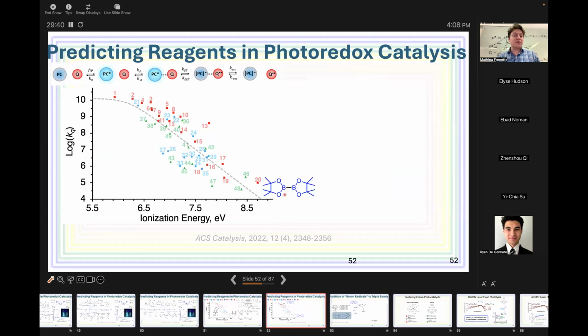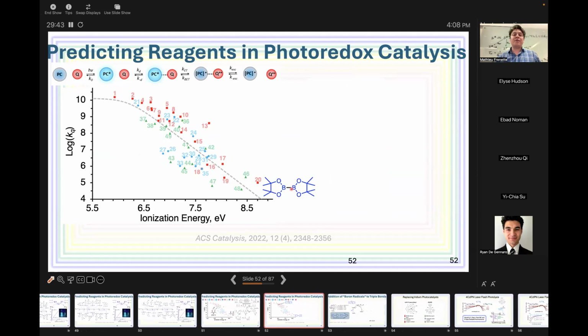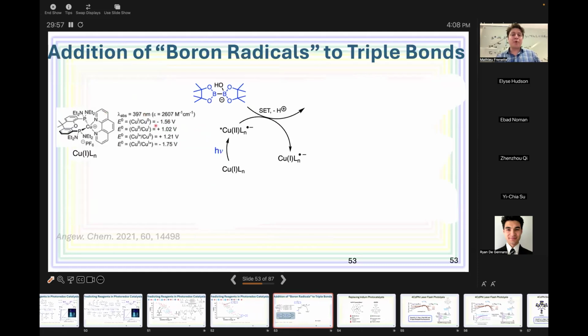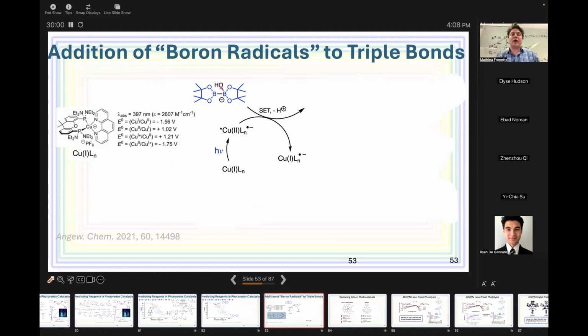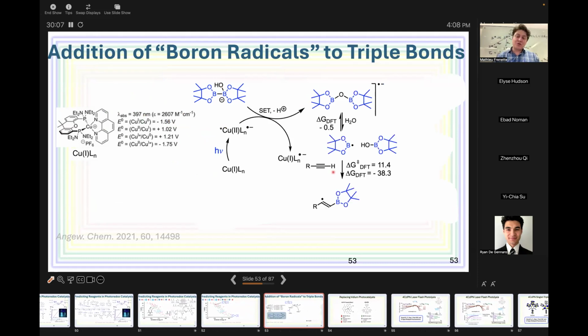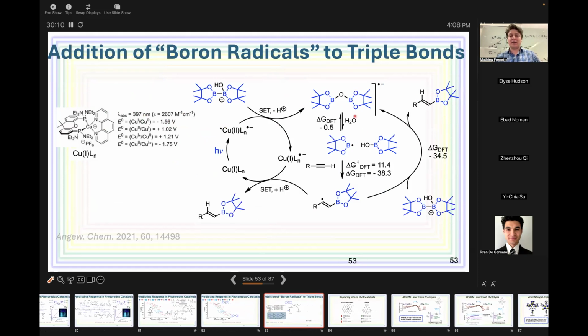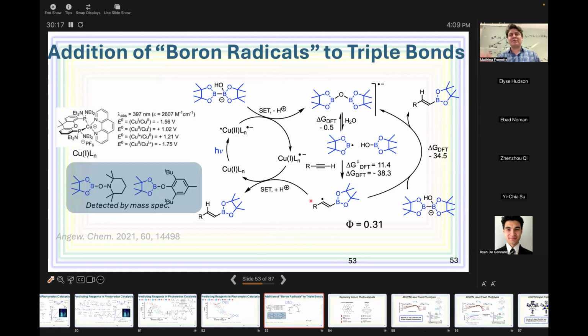There are other molecules like this one. B2pin2 is not a good electron donor. But if you do it in basic media, all of a sudden it becomes an excellent electron donor. It reacts so fast that we could do this chemistry with copper, which is not a great oxidizing agent. But that copper was actually able to oxidize this B2pin2 anion and could then cleave that boron bond, make boron-centered radicals, which would then add to triple bonds and do a chain reaction like this with a fairly high quantum yield. And we could prove that there were boron-centered radicals because we could trap them by mass. This was done in collaboration with Thomas Poisson in France at Rouen.